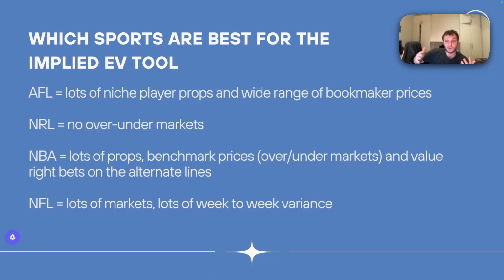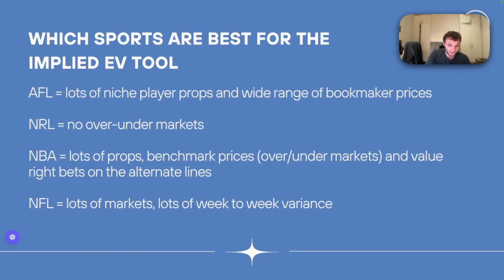So for instance, they might have priced the market at over 6.5 assists, but the alternate line for 7, for 8 assists, for 9 assists isn't quite right, and you can get some value there, particularly if you use the implied EV tool to spot where there might be some trends.